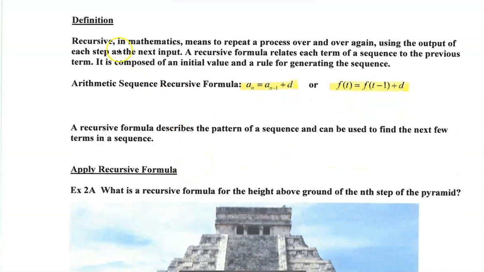Definition. Recursive in mathematics means to repeat a process over and over again, using the output of each step as the input of the next step. A recursive form relates each term of a sequence to the previous term. It is composed of an initial value and a rule to generate that sequence.